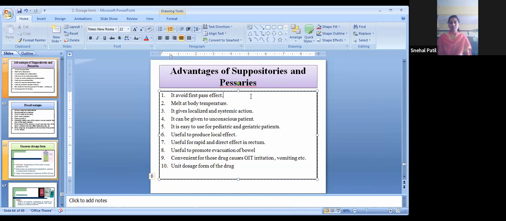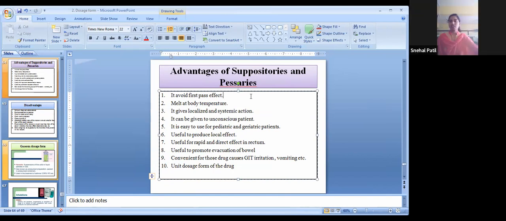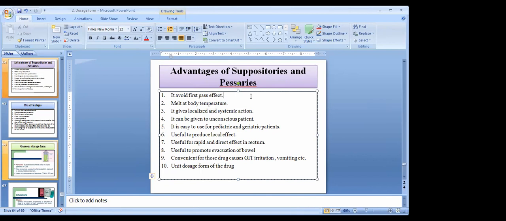How much is the body temperature? 37 degrees Celsius. So at 37 degrees Celsius, these suppositories or the pessaries melt. Understand? Yes, ma'am.